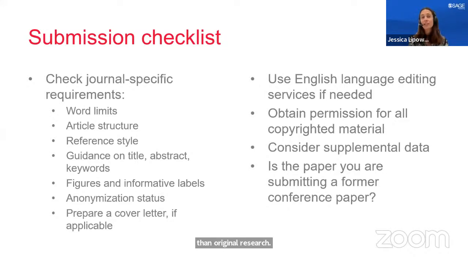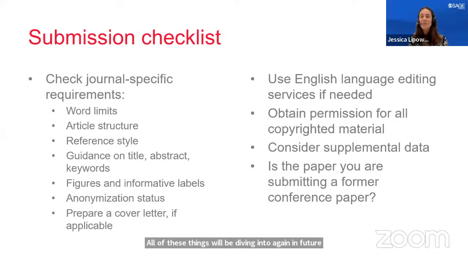So when you're checking the journal-specific requirements, you can look at things like word limits, the article structure, the reference style, whether that is APA, Harvard, or AMA, and guidance on the title, abstract, and keywords. You might be required to submit keywords from that particular journal's keyword list, or maybe you can add your own. You'll want to make sure that your documents are properly anonymized for either single anonymous or double anonymous peer review. If applicable, you might need to prepare a cover letter. All of these things we'll be diving into again in future topics, because we could spend hours talking about all of this.